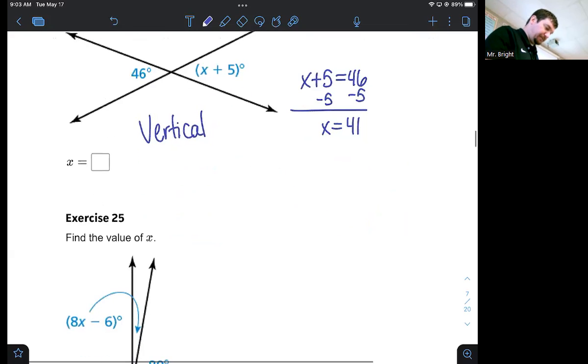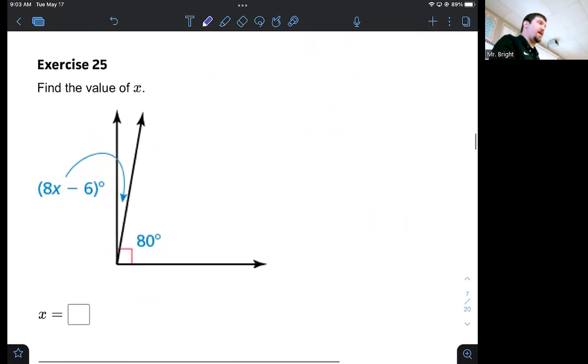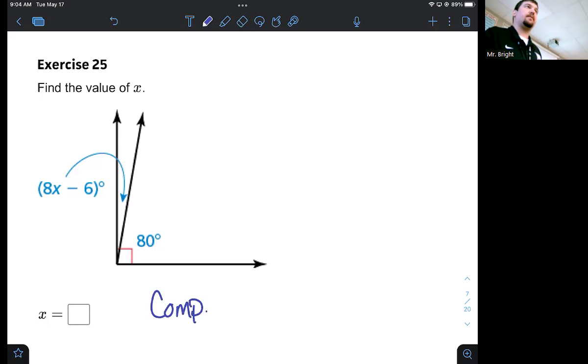Number 25. Number 25, what do you call two angles that form a right angle? All right, scratch that. How big is a right angle? How many degrees? 90. What do you call two angles that add to 90? Complementary. That's right. What do you call two angles that add to 180? Supplementary. That would be a straight line. That's not what we have here. We have a right angle. So they're going to add to 90.